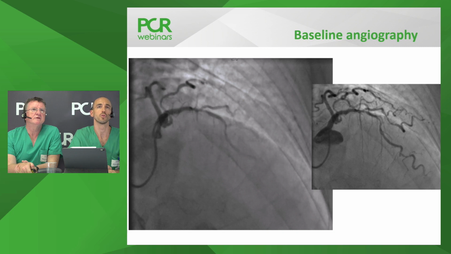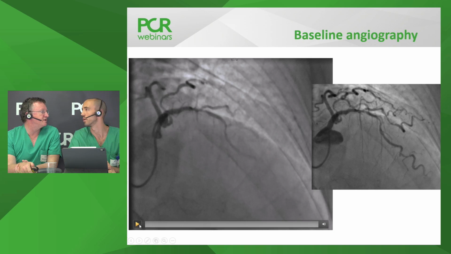So the issues in the LAD are quite a lot of tortuosity, some possible calcification, and the presence of a bifurcation. Would you use two wires there or a single wire? Maybe two wires, because it's a quite good diagonal, and I don't want to lose it. It's a large diagonal. And your choice?